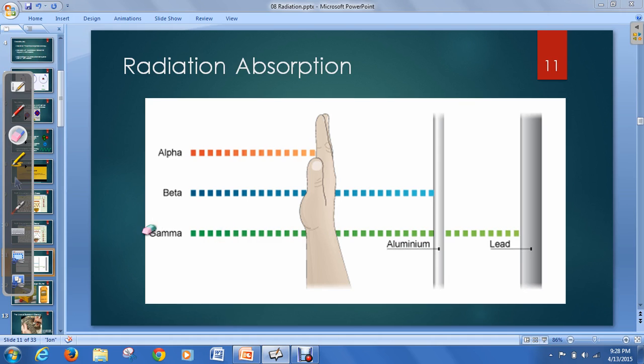Okay. So again, alpha radiation is probably the most dangerous, but it's so easy to block that it usually is not a concern. Whereas gamma radiation in very large quantities can be quite troublesome because it goes through so many things. It's hard to prevent.